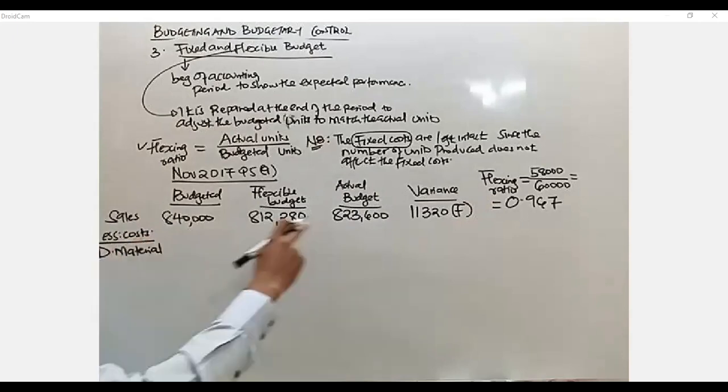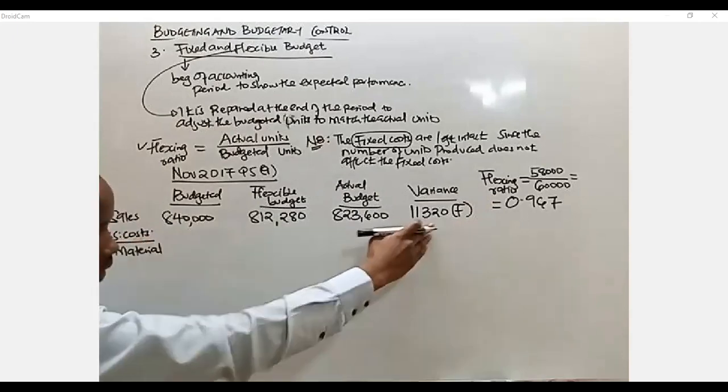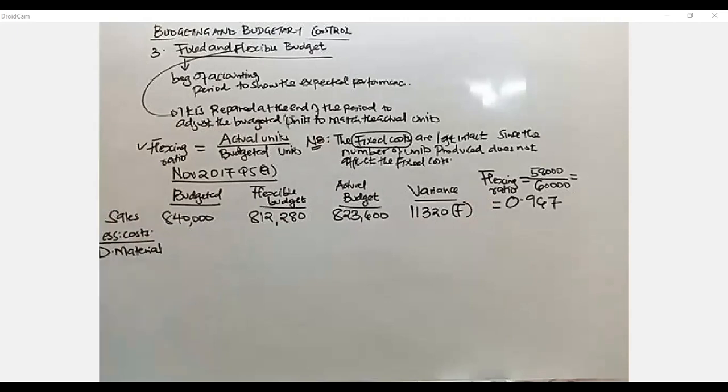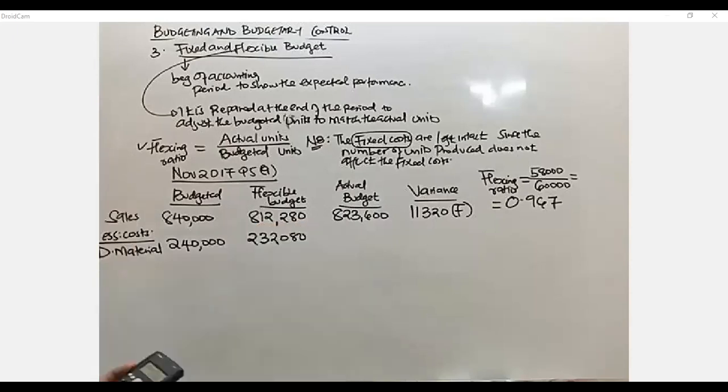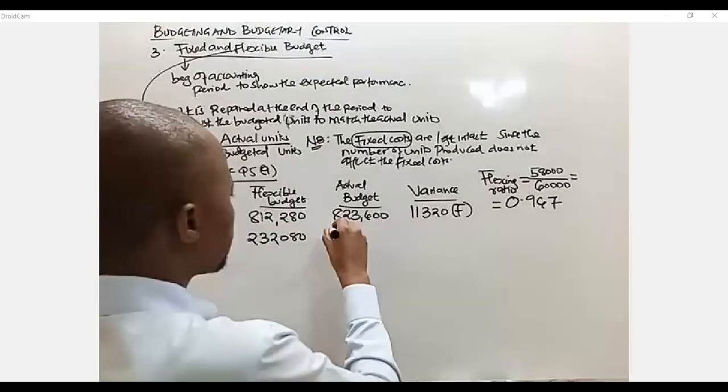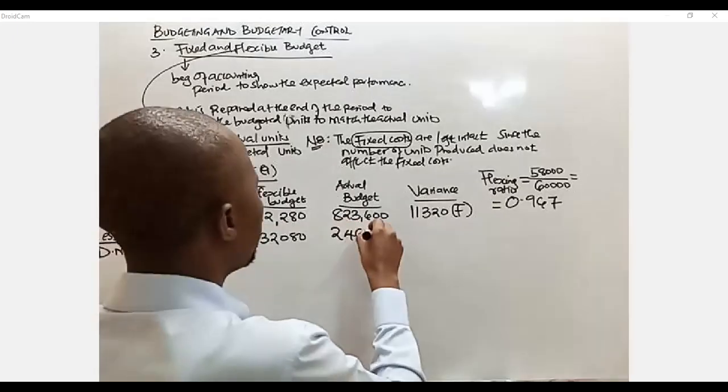Remember, this was the revenue. That is why we say this is favorable. But what about the aspect of cost? Let us see. Under the cost, we budgeted to spend 240,000. But for the flexible budget, I take 240,000 multiplied by our ratio, 0.967. We are getting 232,080. The actual of ours will be how much? 246,000. Am I happy? You say no.